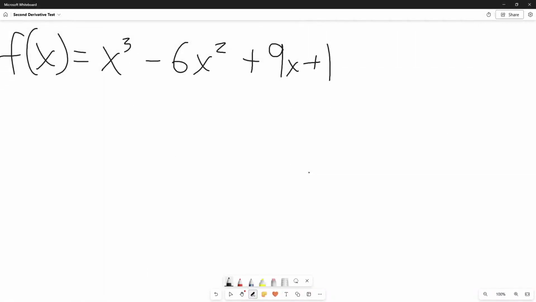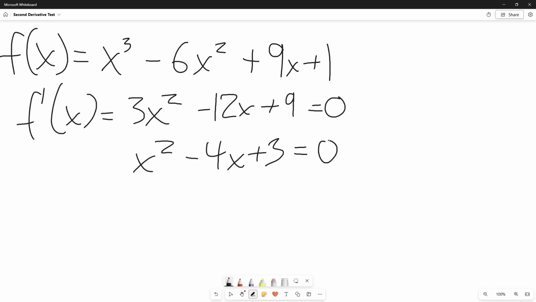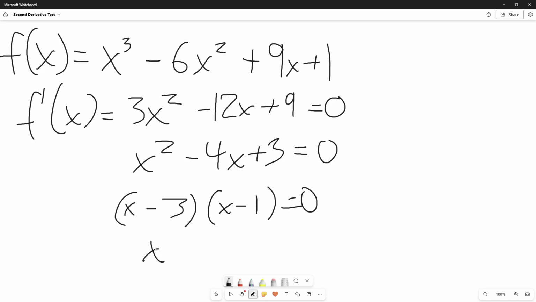Now let's do another example. Let's say we have this function, x cubed minus 6x squared plus 9x plus 1, and we want to find the relative extrema of this function. So as always, first we find f prime of x, and we get 3x squared minus 12x plus 9, and then we set this equal to 0. We can factor out a 3 from all of this, so we get x squared minus 4x plus 3 equals 0, and then we just factor it: (x minus 3)(x minus 1) equals 0, so x equals 3 or 1.